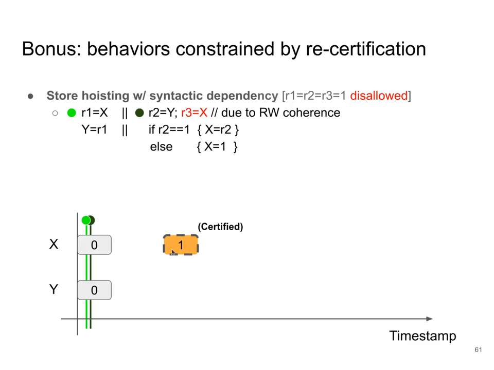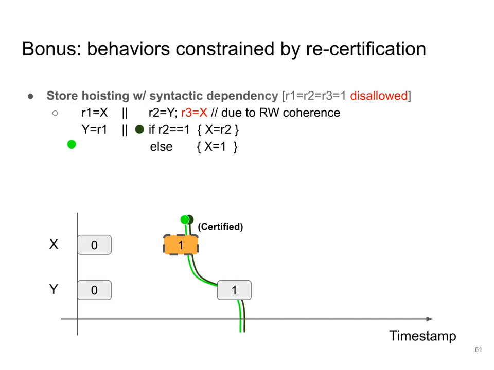This is certified as in the second example. And then the left thread may execute the two instructions, reading x equals 1 and writing y equals 1. And in the second thread, you may read y equals 1 and x equals 1.